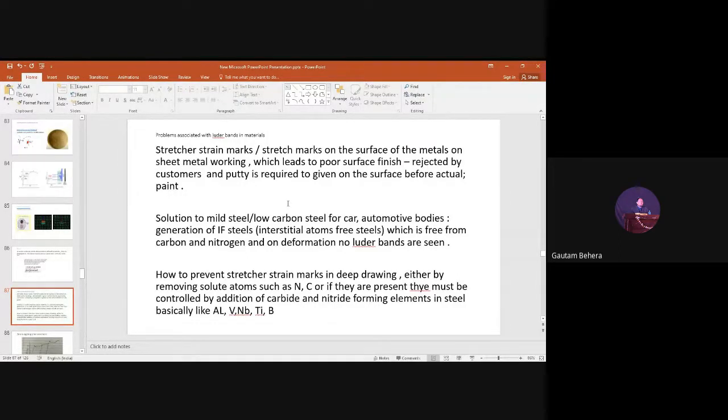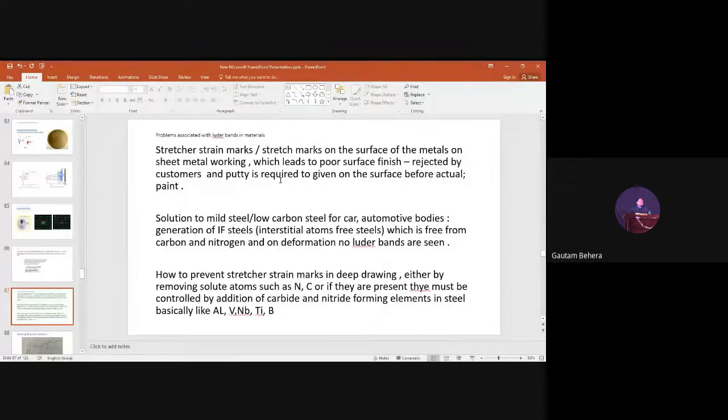And the problem people might face is that we have to use a putty on the surface before giving the actual paint on it, right? We cannot do direct painting on it. We have to apply putty, then after using putty, you have to do painting on it. So these are the problems with these Luder bands.